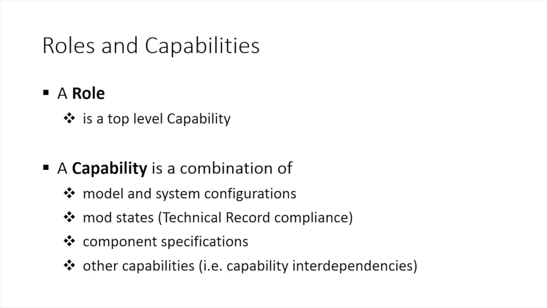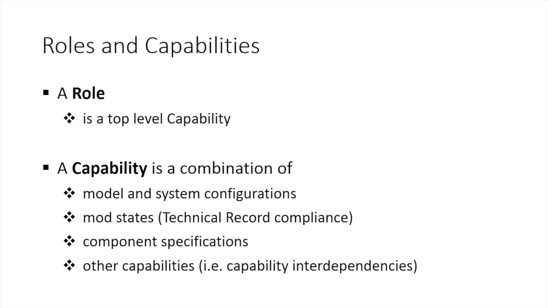And roles and capabilities are related. A role is simply a top level capability. So we talk about an aircraft having a particular role or being able to fulfill a particular role because of its capabilities. So we denote a top level capability as a role.